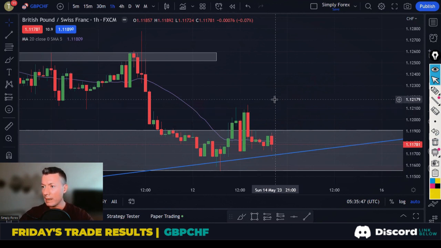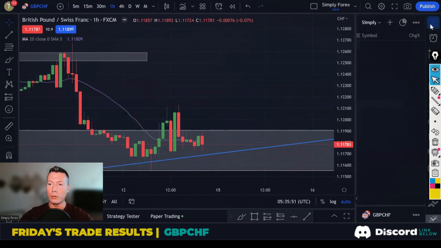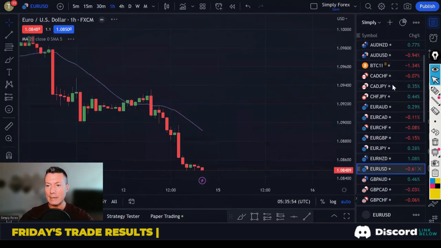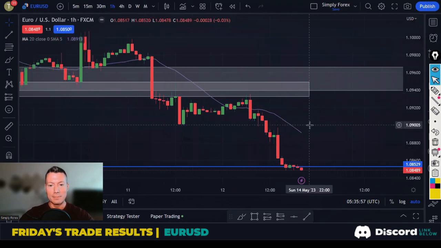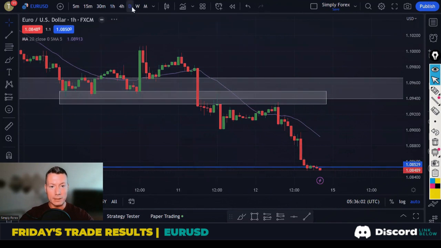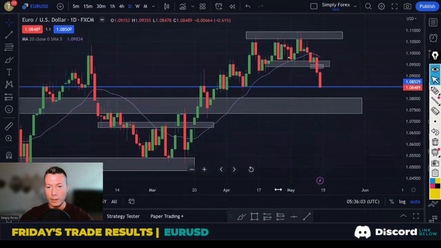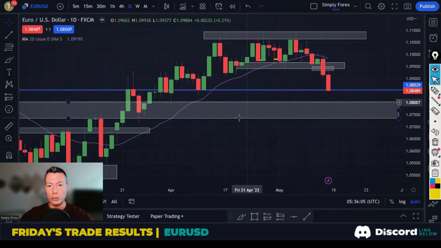What else were we looking at, guys? There were so many. Oh, yes, Euro, US dollar. This was very frustrating for me, and I'm going to explain why. So I missed the move, basically, guys. Let's start with the day chart to see why we were looking to short this pair.